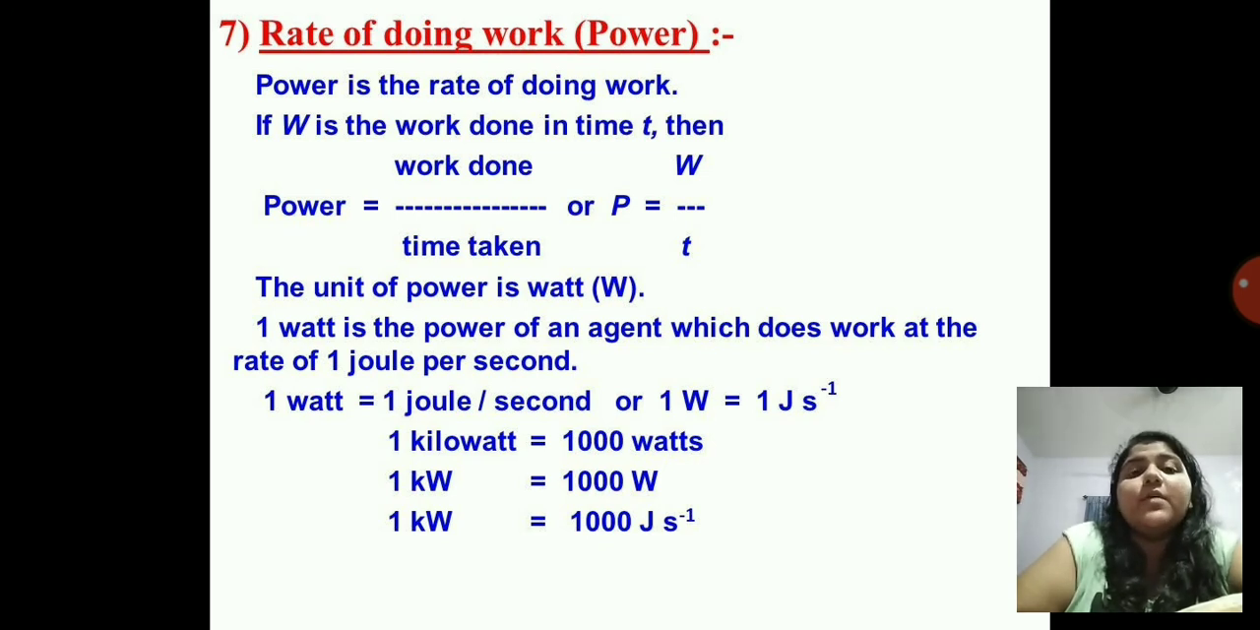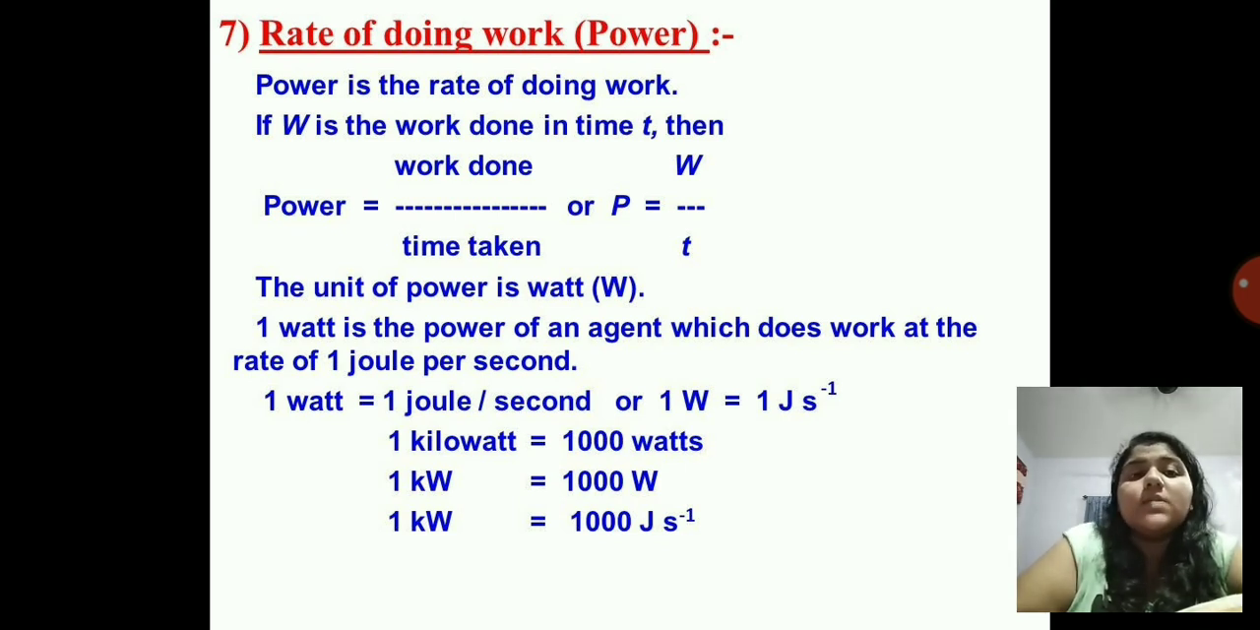If work is done in time t, then power is equal to work done upon time taken. The unit of power is watt. 1 watt is the power of an agent which does work at the rate of 1 joule per second. Joule is the unit of work done, and that's why 1 watt is equal to 1 joule per second, and 1 kilowatt is equal to 1000 watts, or 1000 joules per second.